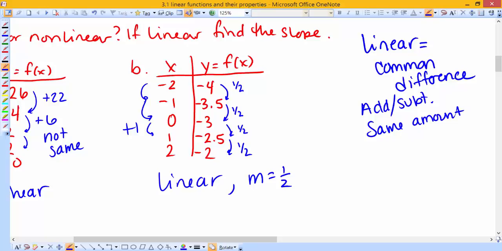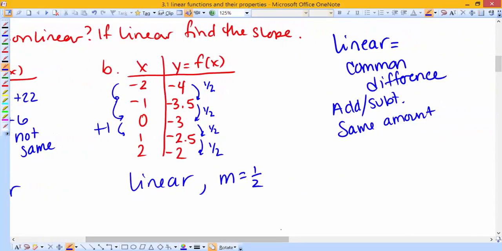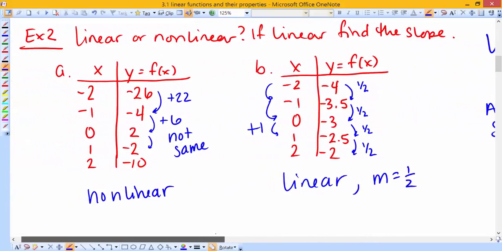So it's going to add or subtract the same amount. So I'm going to look at my tables, and if you guys need to write that, pause it and write it down. I'm going to look at my tables. And when I look at A, my x is increasing by 1 all the way through. And make sure you check all the way through. Don't just check the first couple of values. Check through the whole table, please.